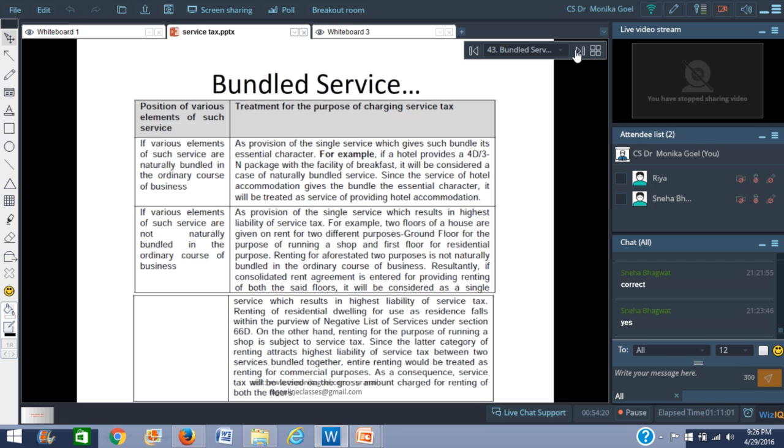Now if the various elements of such services are naturally bundled in the ordinary course of business, like when you go for a 4 nights 3 days package in a hotel, in that situation they also give you a free breakfast, right? Generally it is very common. When you go for a 3 night 4 days package, the breakfast is complimentary. Now we have to look at what is the essential characteristic of the service, whether it is the catering service or it is the hotel service, that is a boarding and lodging facility, right? So the essential character of that particular transaction is provision of hotel accommodation, not the catering thing. So whatever rate would be applicable on hotel accommodation, that rate will be applicable on the full bill amount. Is it clear? Is it getting clear?